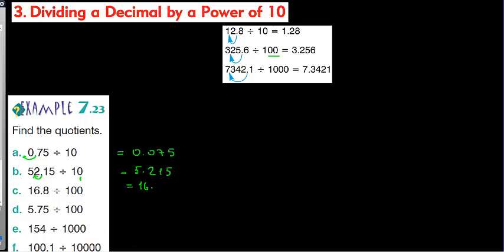16.8 divided by 100, this point is going to move 2 units, right? Because there are two zeros we have here, so we are going to move 2 decimal units to the left, and then it's going to be equal to 0.168.